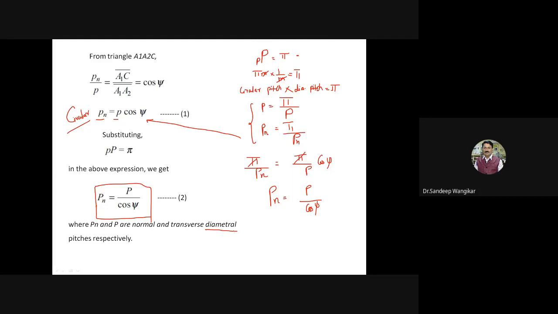The conversion between circular and diametral pitch. I have explained all the steps in detail, so it is mentioned here directly. Therefore, I have gone for some conversion so that you can easily understand how it is.